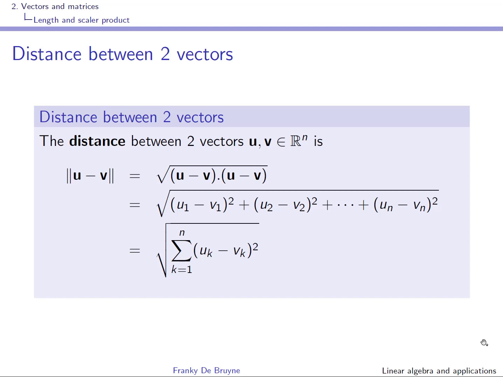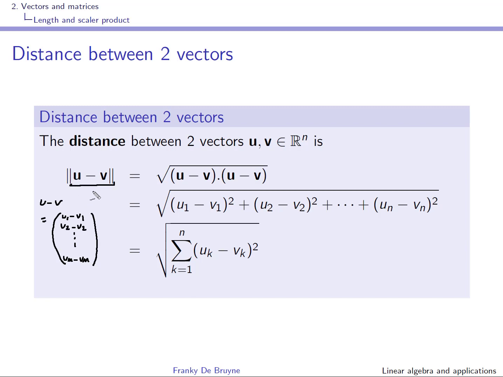Well, in this slide we are interested in the distance between two vectors. So the first thing that you have to do is to compute the resulting vector u minus v. Okay, and u minus v is a vector with components or elements u1 minus v1, u2 minus v2, up to un minus vn. Okay, and now you can compute the length of this vector.